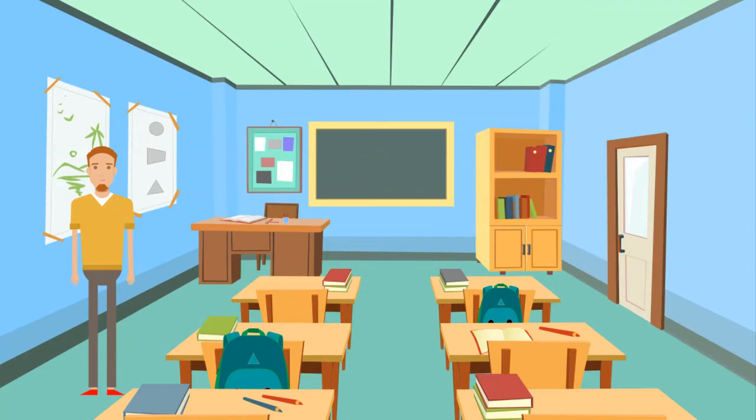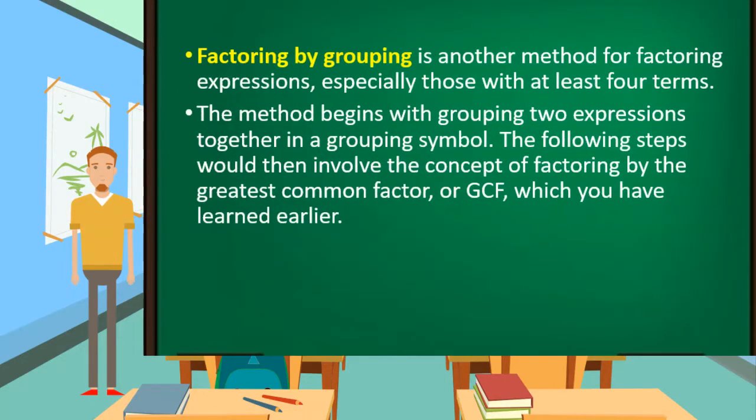What you will learn in this lesson. In this lesson, you will learn how to use a factoring method called grouping. Factoring by grouping is another method for factoring expressions, especially those with at least 4 terms. The method begins with grouping two expressions together in a grouping symbol. The following steps would then involve the concept of factoring by the greatest common factor, or GCF, which you have learned earlier.